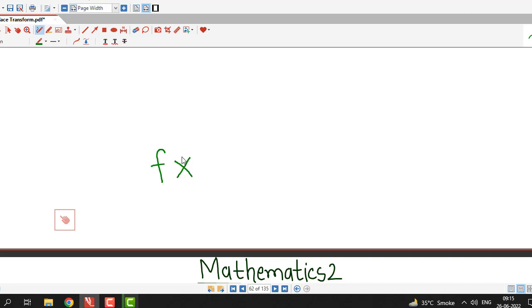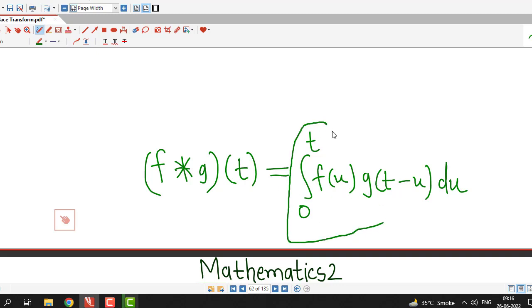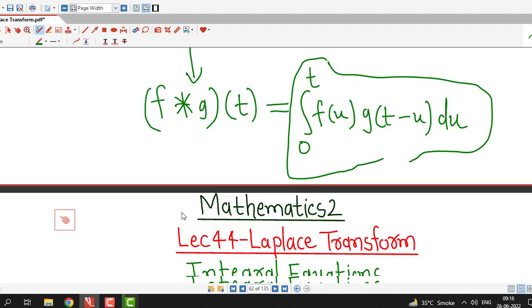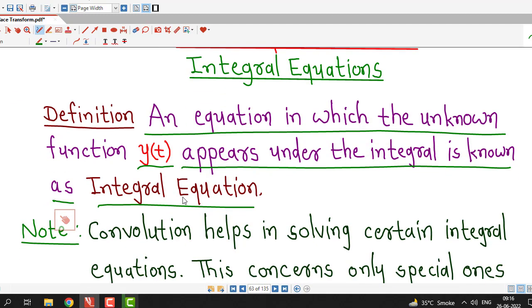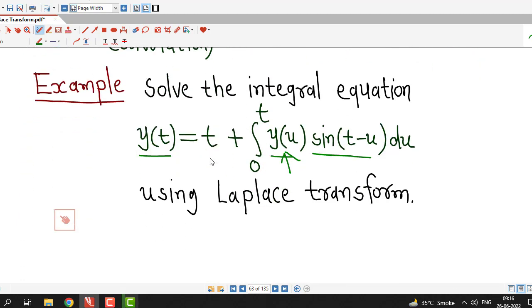If we have two functions f and g, then we can write convolution of f and g as integral from 0 to t f of u g of t minus u du. So for an integral equation in which we are able to write our integral in terms of convolution, those types of integral equations we can solve using convolution theorem. So we understand this solution of integral equation with the help of this example.